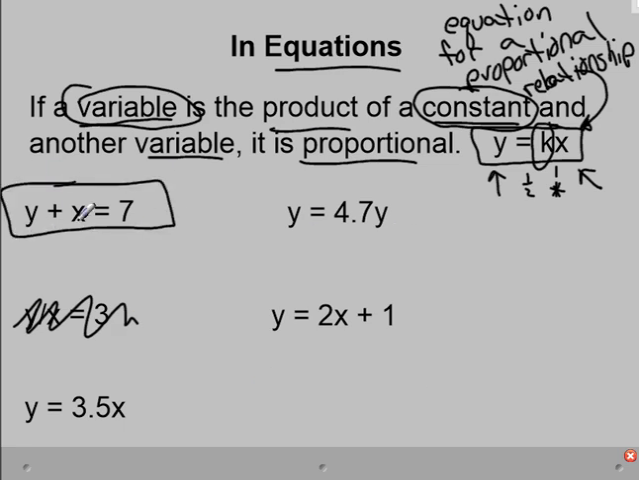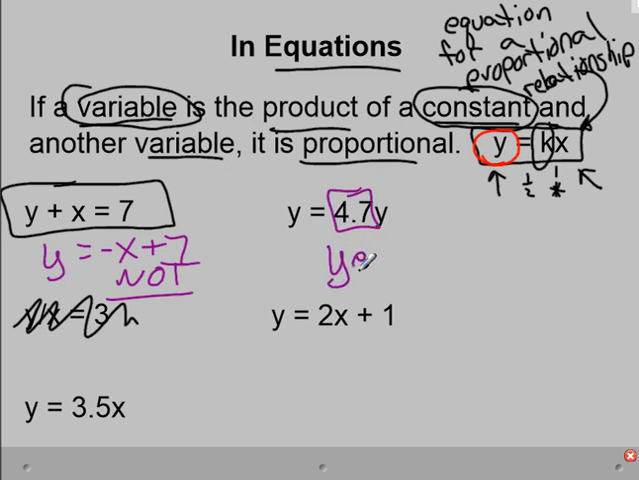Here we have an equation y plus x equals 7. Even if we were to solve this equation for y, getting y alone, like it is over here in this standard form, it would be y equals negative x plus 7. That is not a proportional relationship. Over here, we have y equals 4.7 times y. That is a proportional relationship because it's a variable, the product of a constant, this number 4.7, and another variable.